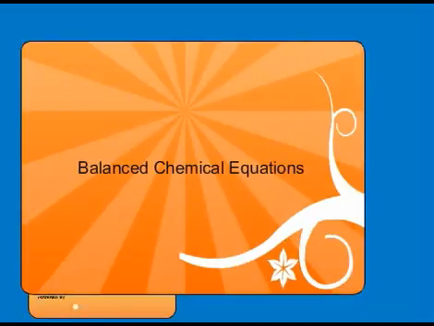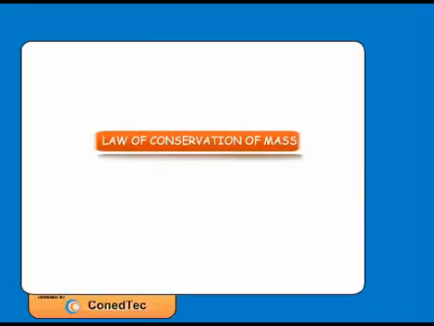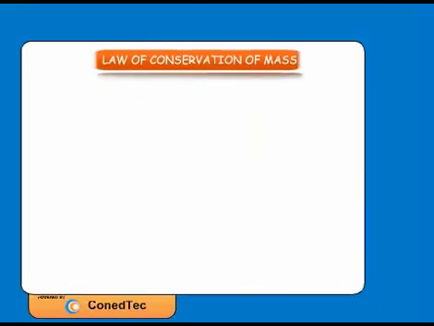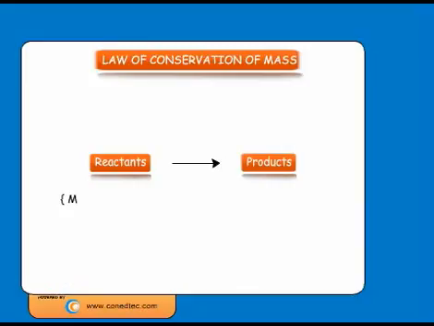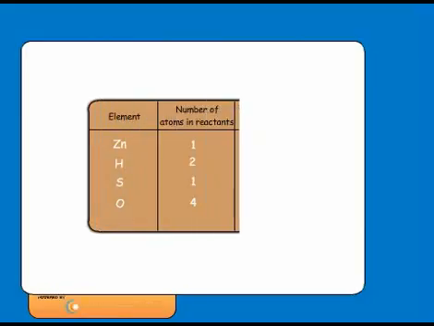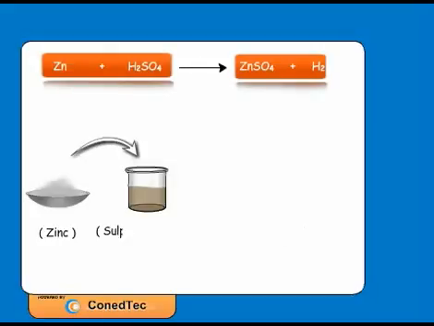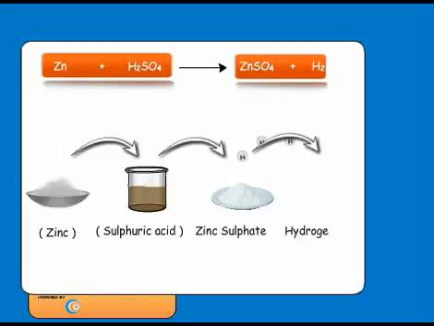Balanced chemical equations. According to the law of conservation of mass, the total mass of elements present in the reactants should be the same in the products also. That is, the number of atoms of each element should remain the same before and after a chemical reaction. Zinc, when it reacts with sulfuric acid, forms zinc sulfate and hydrogen.